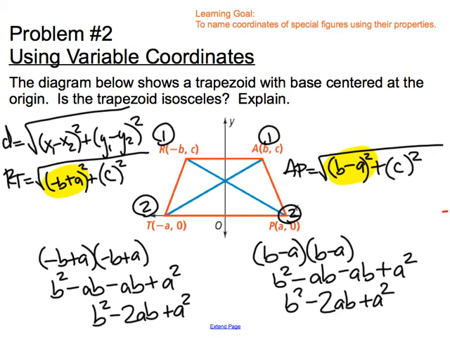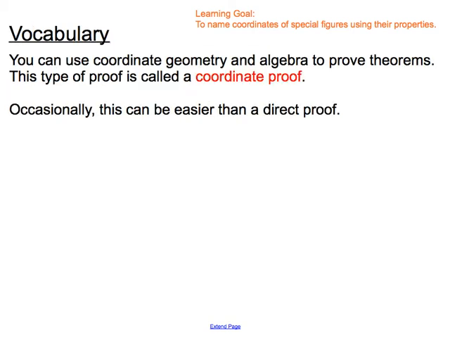So now we can see that the two highlighted sections are actually the same thing, which means that the distance from R to T is the same as the distance from A to P, and therefore this trapezoid is isosceles. So oftentimes, things that are a little bit difficult to do as a two-column proof can be done as a coordinate proof. We just set up a figure in the coordinate plane and use algebraic methods to prove theorems.